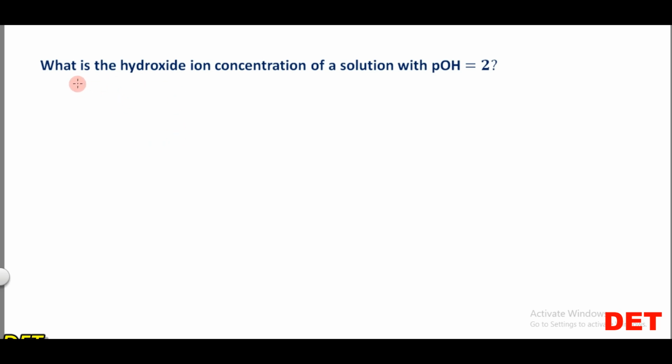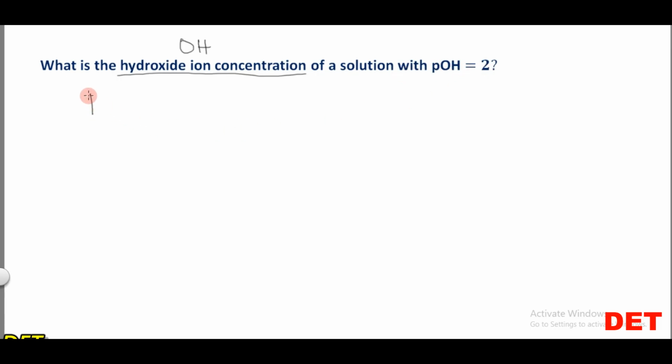All right, so here we're going to look at this question. The question I have here is: what is the hydroxide ion concentration of a solution with pOH equal to 2? That is, the OH⁻ ion concentration of a solution with pOH equal to 2.